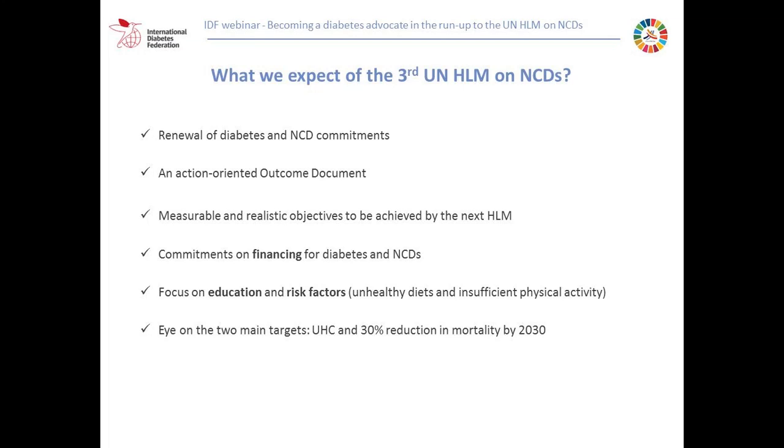And finally, the 2 main targets for us to be achieved by 2030 are universal health coverage and a 30% reduction in mortality by 2030. So we think that the outcome document needs to reflect what needs to be done in the next few years, so we can actually achieve these 2 objectives.